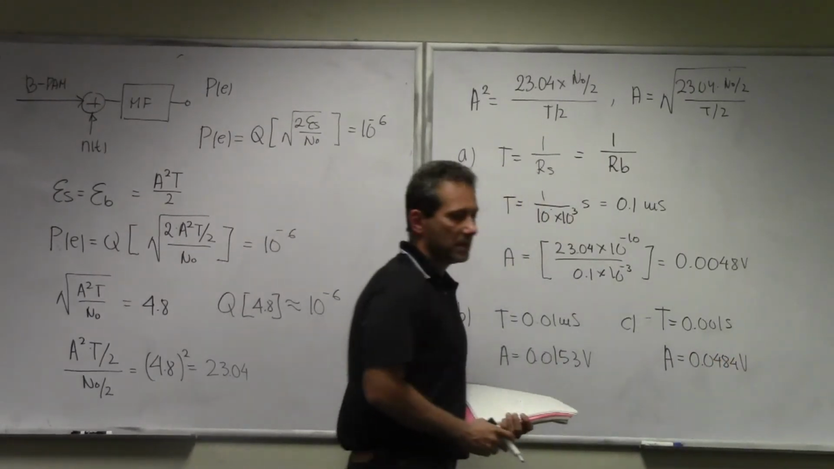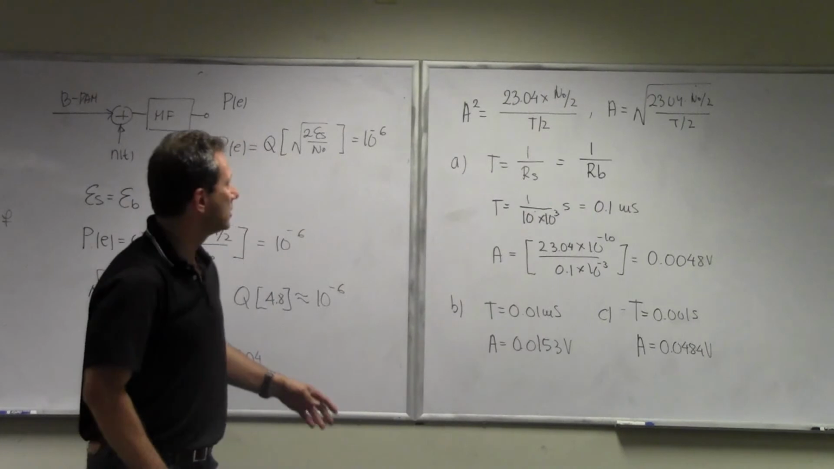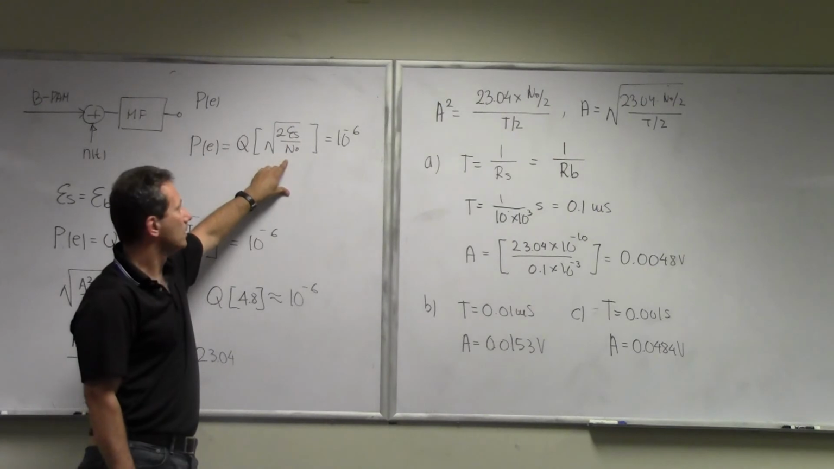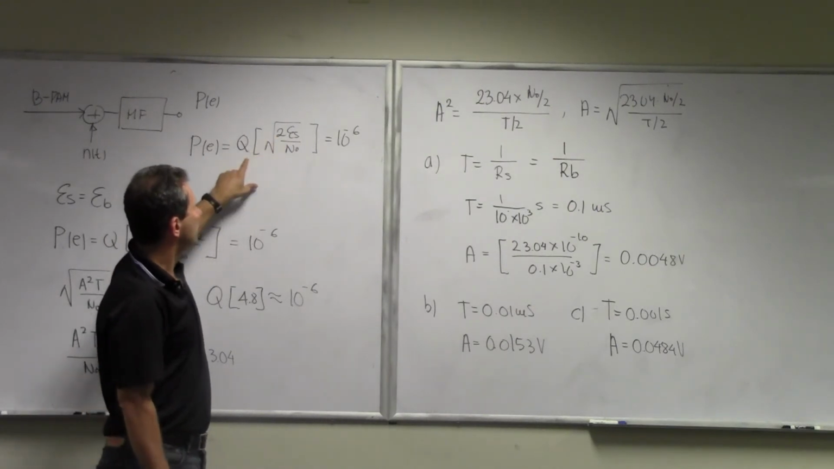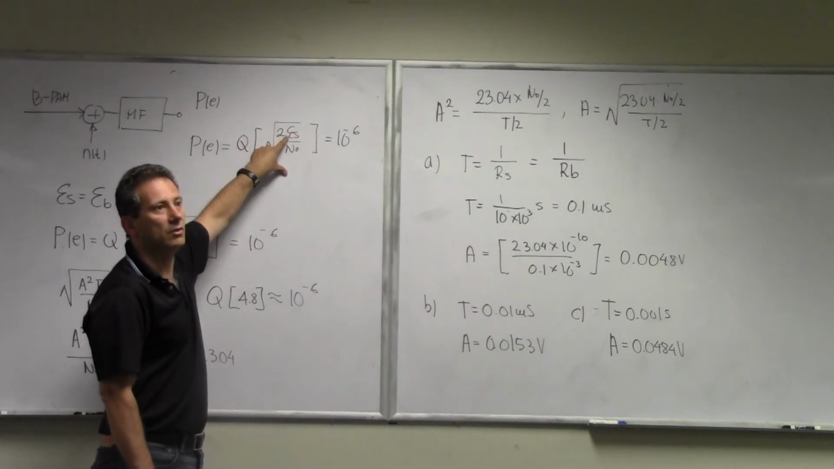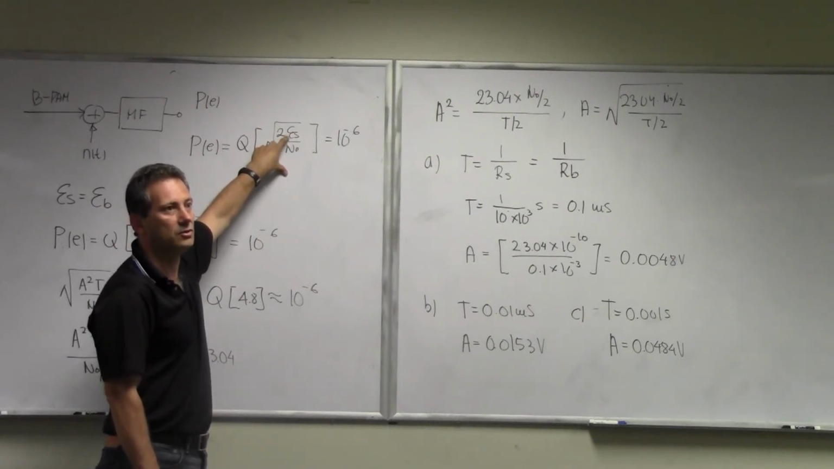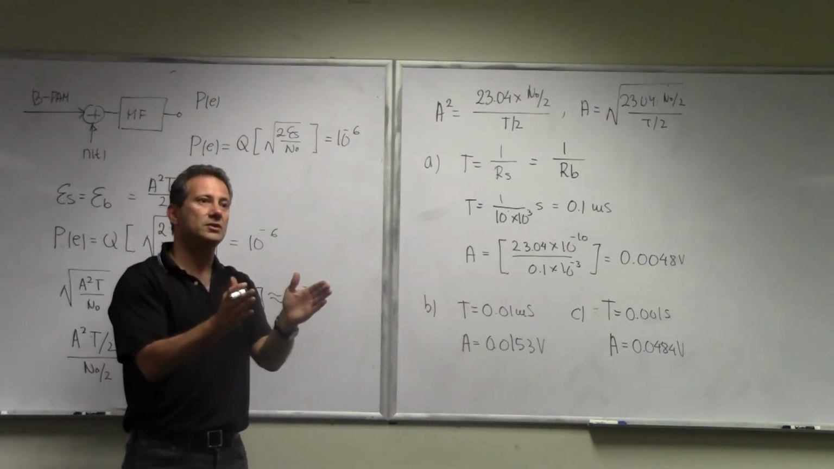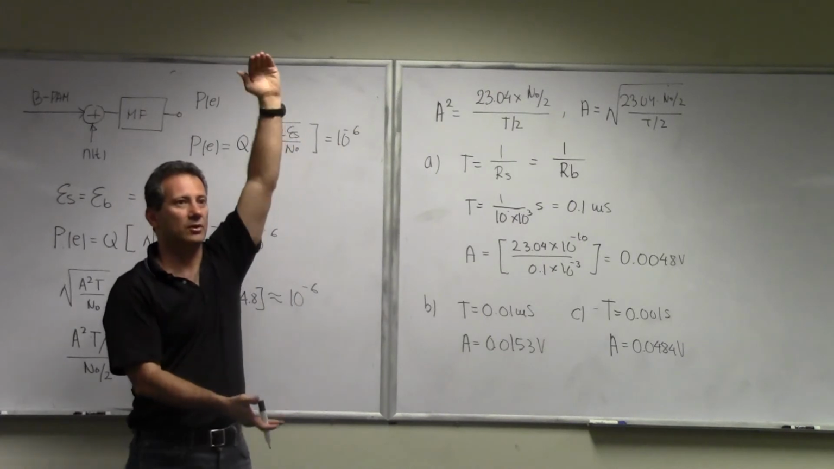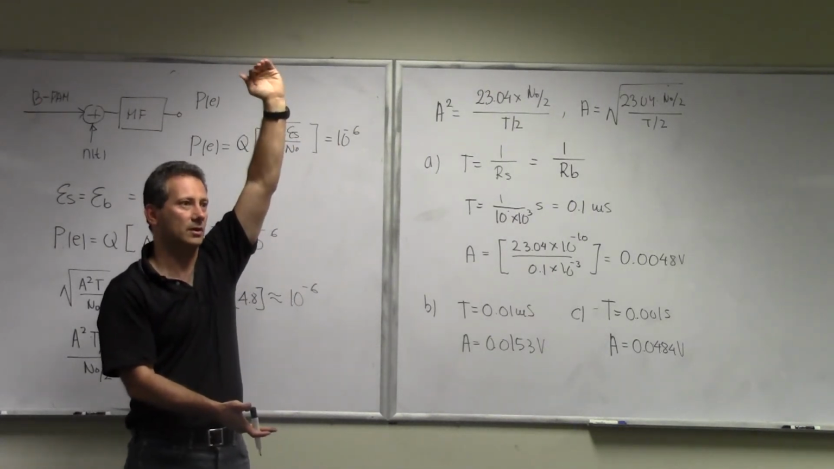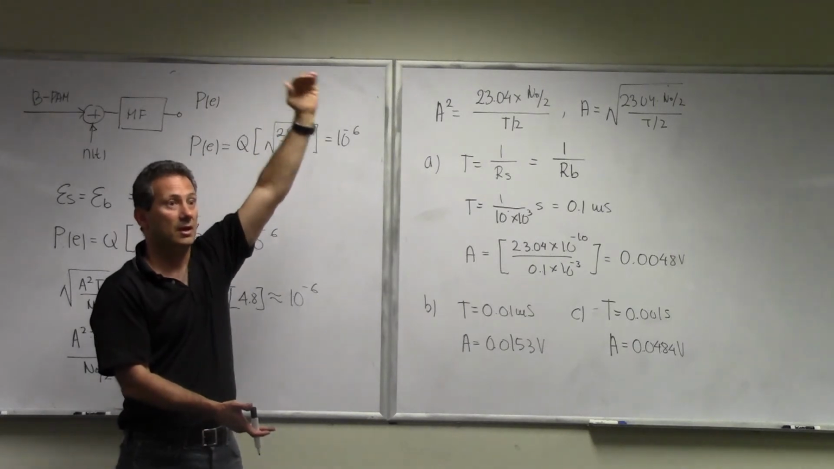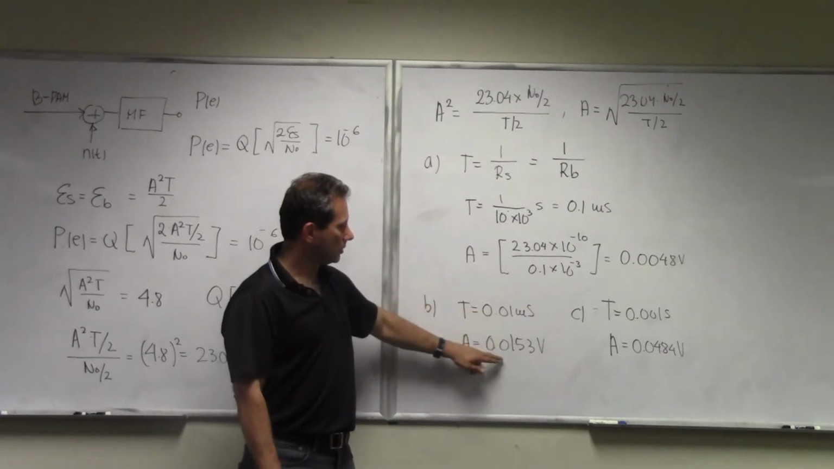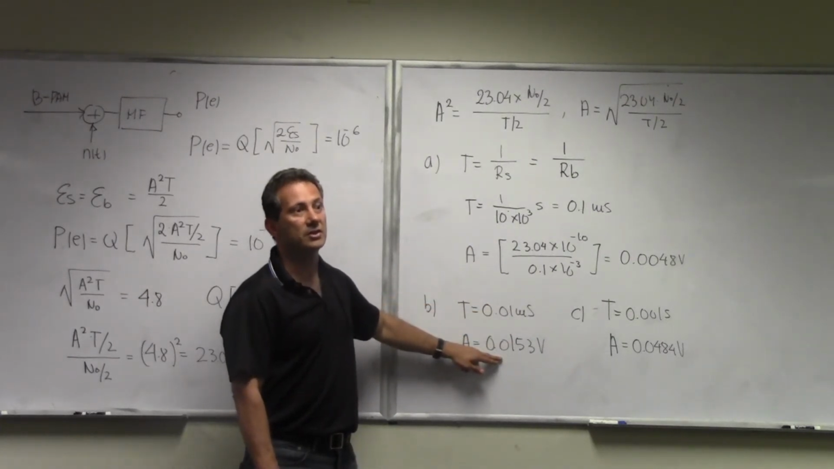What is the message here? The message is kind of embedded in this equation, that the probability of error depends on the energy of your symbol. So if you're making your symbols shorter, which means you're increasing your bit rate, you have to make them taller so that the area under the square of the curve remains the same. And that's what's happening here. As you make your symbols shorter, your amplitude needs to go up so that the energy stays the same.